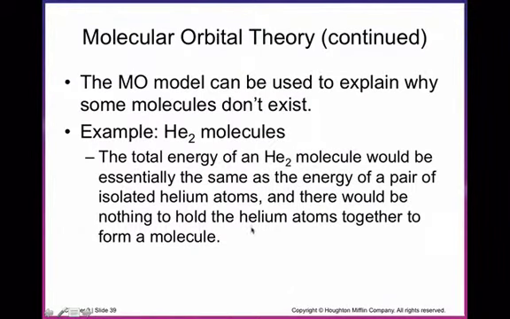The molecular orbital model can be used to explain why some molecules don't exist. The example we're going to use is, why don't we see diatomic helium? And what we would find out, and I'll fill in the energy diagram for you in a second, is that the total energy of the diatomic helium molecule would essentially be the same as the pair of isolated helium atoms. So there's no benefit for helium to become diatomic because the amount of energy stays the same. And we know that things bond because it's for a lower energy. So if the energy is not going to change, it's not going to happen.